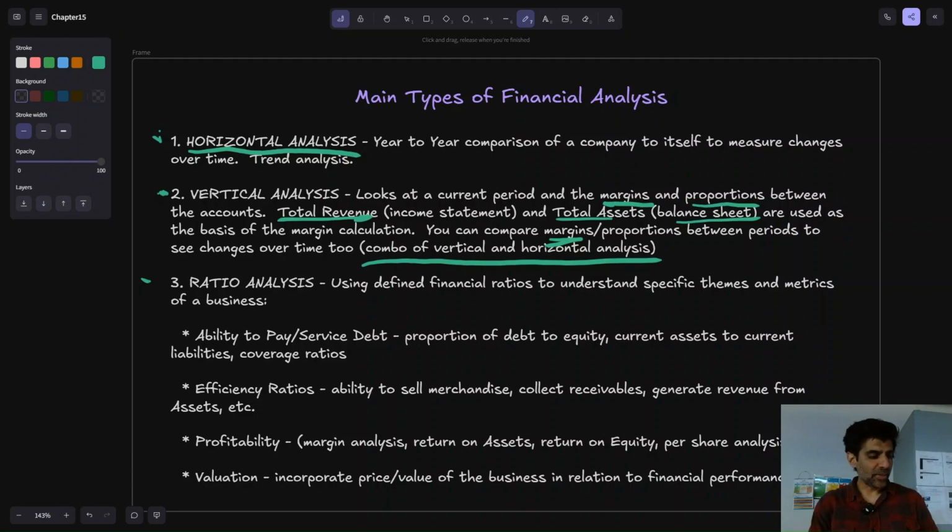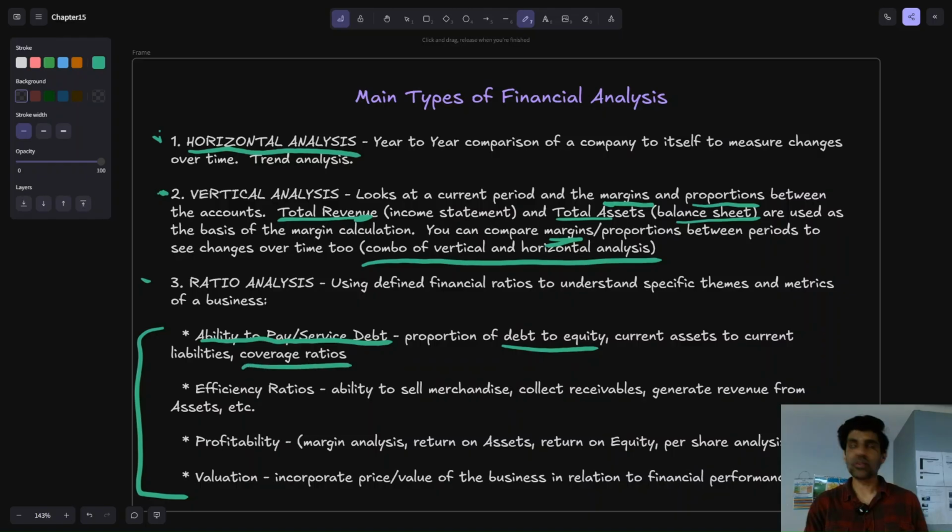And there's basically these four themes, okay? The first theme is ability to pay or service debt. These are the things like debt to equity ratio, debt ratio, the coverage ratio, so the debt service coverage ratio. These are all answering the question, how able is my company to pay its debt and how levered is the balance sheet?